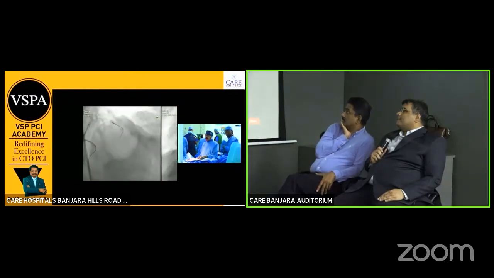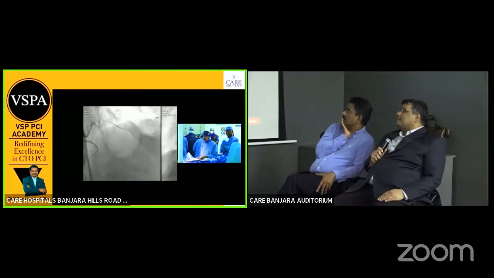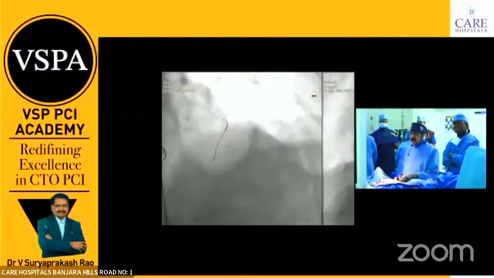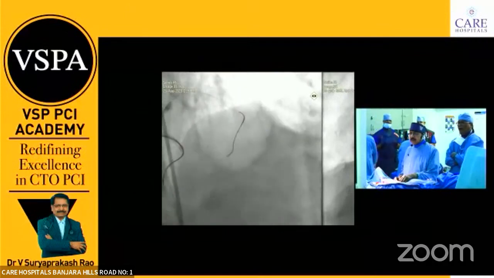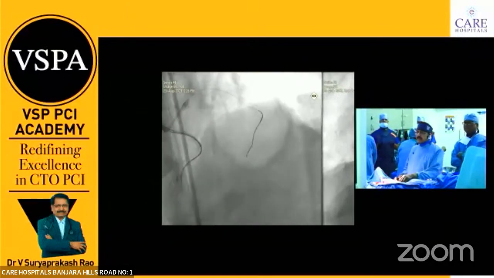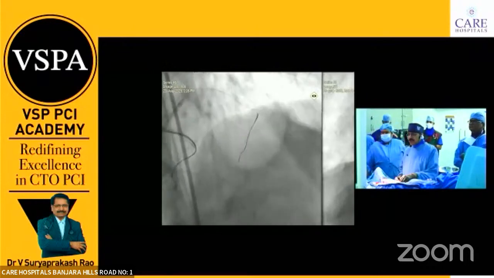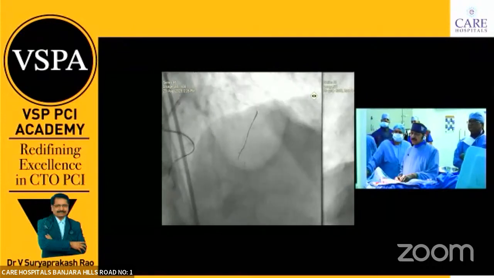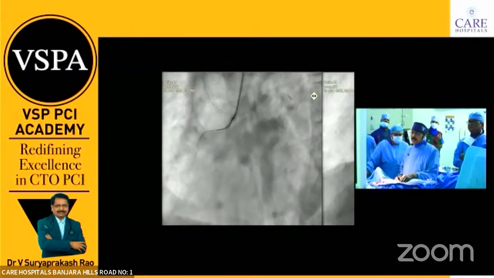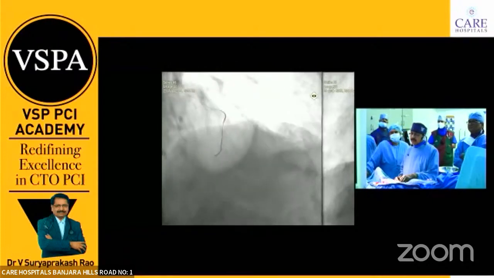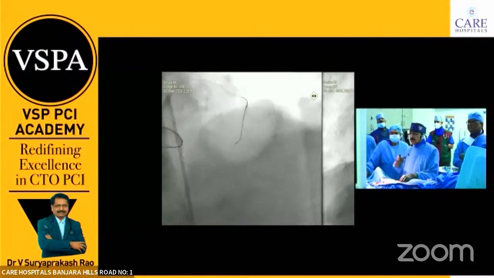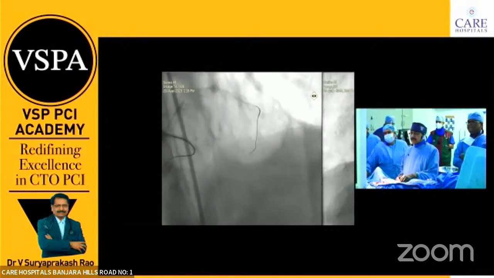You see now, I could enter the collateral, but you see there is an acute angle and calcium, which the Corwell catheter is facing resistance at. The guiding catheter is coming out. That's why at this stage I know it will be difficult. Even if I go retrograde and reach the CTO segment, taking the microcatheter is not easy, because of the very bad angle and calcium there.